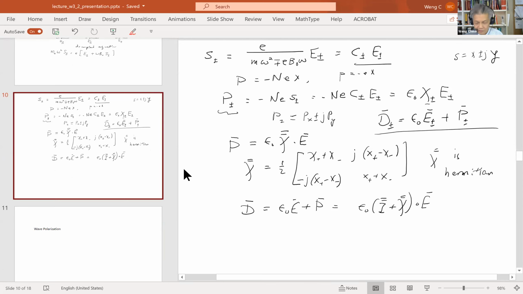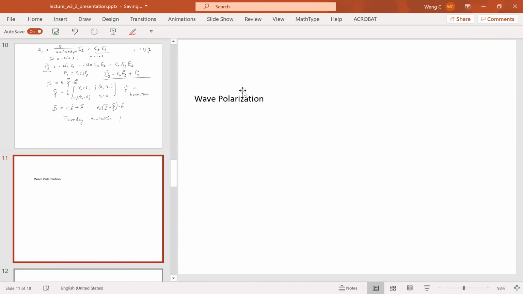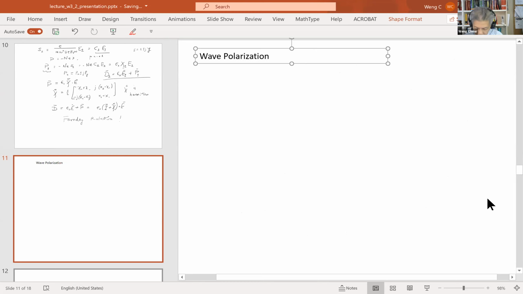And this gives rise to what is called the Faraday rotation. But then let's move on to a new topic called wave polarization. Okay, wave polarization. And in order to understand Faraday rotation, you have to understand what wave polarization is.